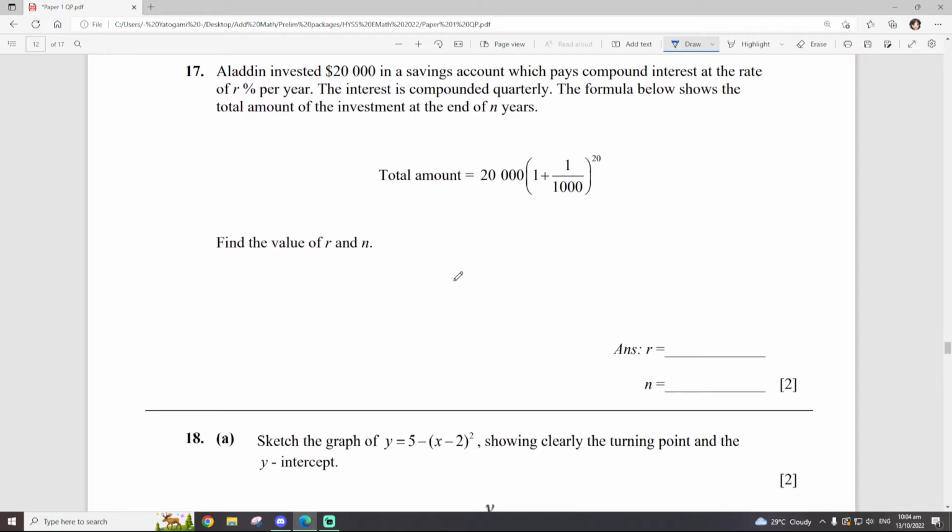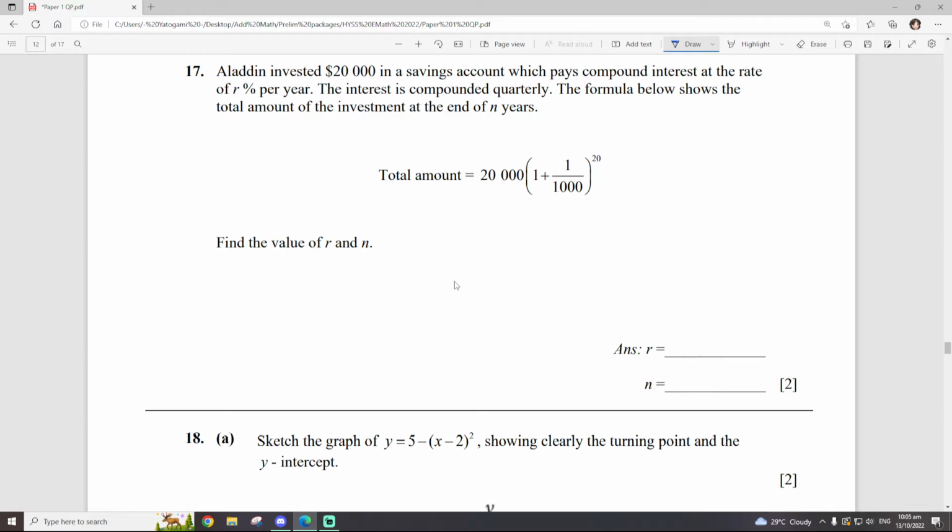Aladdin invested 20,000 in the savings account, R% per year, but it's compounded quarterly, so that means 4 times a year. It shows the total investment at the end of n years. Okay, so this is the compound interest formula, but it's modified slightly because we are going to compound per quarter.